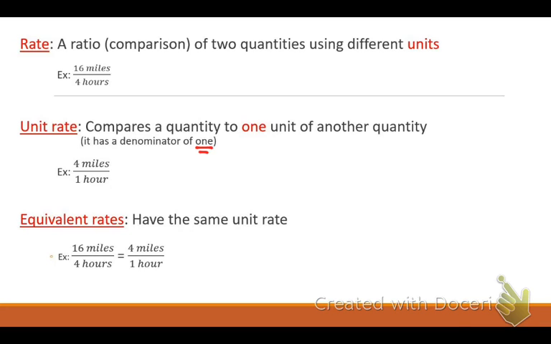Finally, we've got equivalent rates. We've learned the word equivalent. What do we think that means? Equal, okay? So they have the same unit rate. If you look right here, this says 16 miles for every 4 hours, and I'm saying that that equals this right here. Do you know how I can get from 16 miles for every 4 hours to 4 miles for only 1 hour? Divide. You divide by what number? 4. Good job. So notice I've divided by 4, and I got this. Down here, I divided by 4, and I also got that. So those two are equivalent, and those are considered equivalent rates.